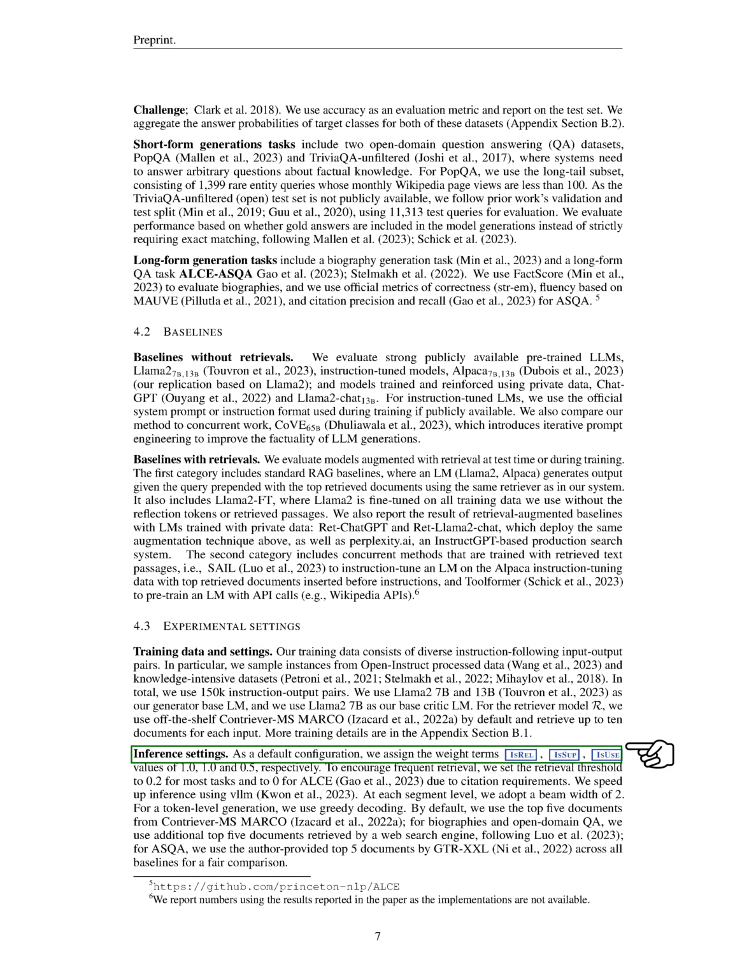For our testing, we've assigned certain weight terms values of 1.0, 1.0, and 0.5. We've set the retrieval threshold to 0.2 for most tasks and to 0 for one task due to citation requirements. We've used a method called VLLM to speed up testing. We've used a beam width of 2 for each segment level and greedy decoding for token level generation.